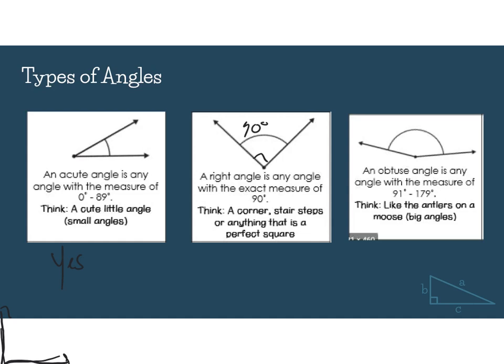And then, just keep using that frame of reference of the corner. Is the angle bigger than the corner of my screen or is it not? If it is bigger, it's obtuse. If it's smaller than the corner of your screen, it's acute. Just so you have something to think about.